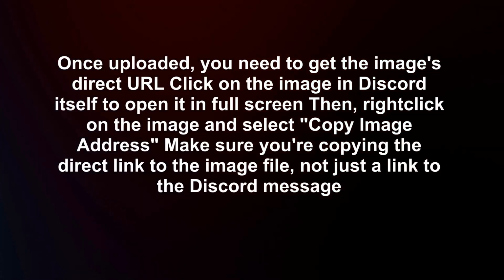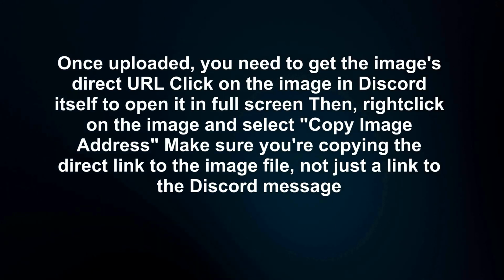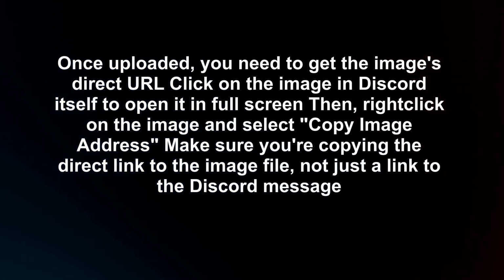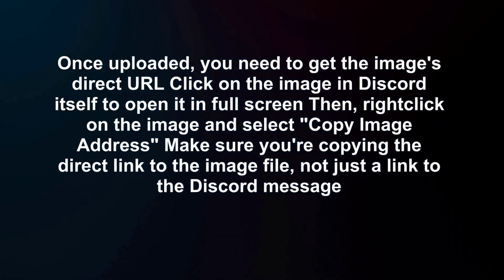Once uploaded, you need to get the image's direct URL. Click on the image in Discord itself to open it in full screen. Then, right-click on the image and select Copy Image Address. Make sure you're copying the direct link to the image file, not just a link to the Discord message.